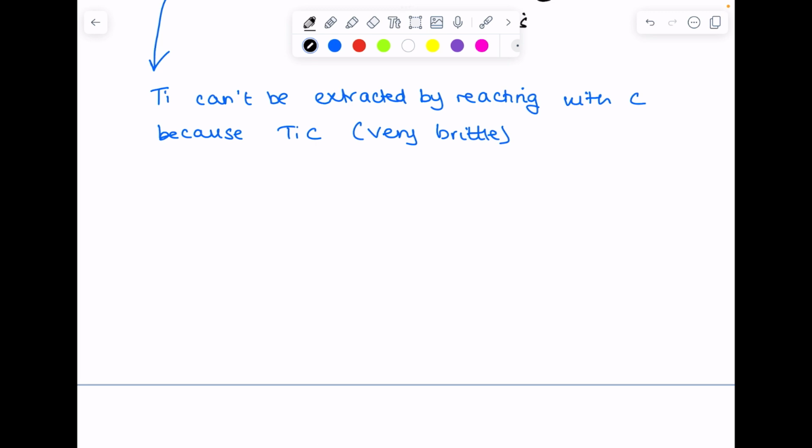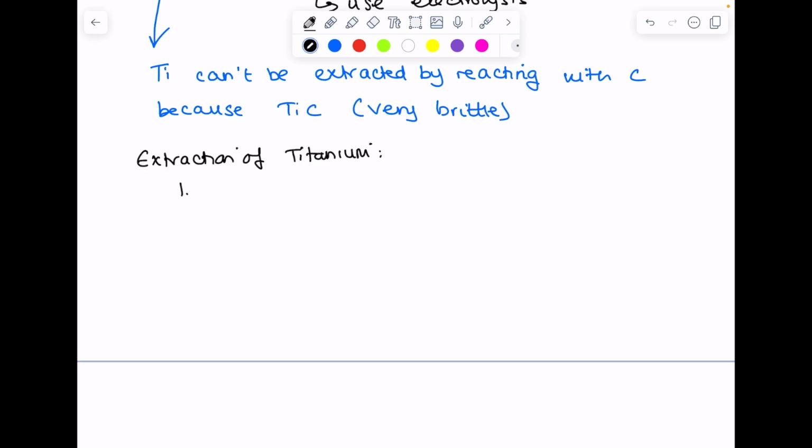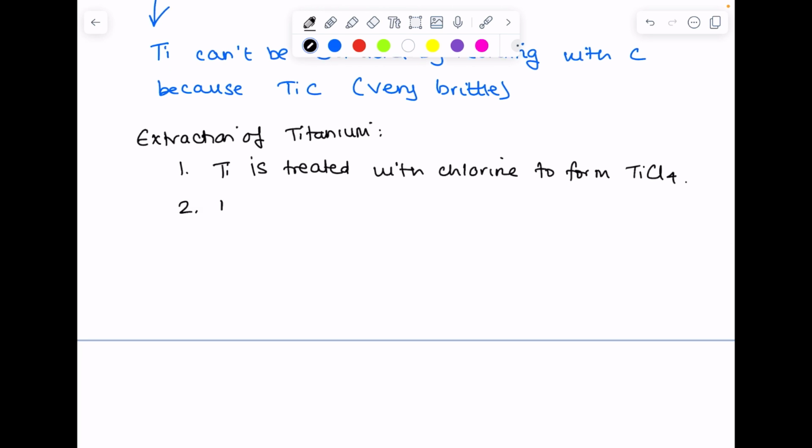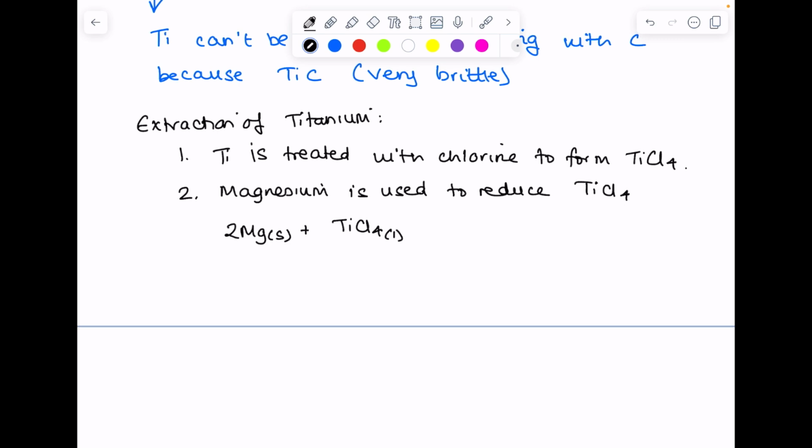So therefore, in terms of how you actually go about extracting titanium, it's in the following steps. And obviously one of those steps must involve magnesium, because after all, this part of the specification is all about the uses of group 2 elements. So first of all, you treat the titanium with chlorine to form TiCl4. And then this is where the magnesium comes in. The magnesium is used to reduce TiCl4 in the following equation. And you do have to learn these equations.